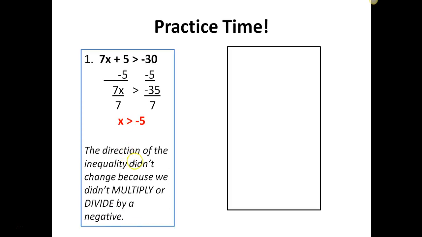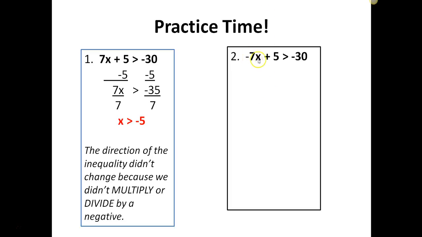The direction of the inequality didn't change because we didn't multiply or divide by a negative. It doesn't matter that there are negatives in the problem. It only matters if, as I was solving it, I multiplied or divided by a negative. I ended up dividing by a what? Positive.